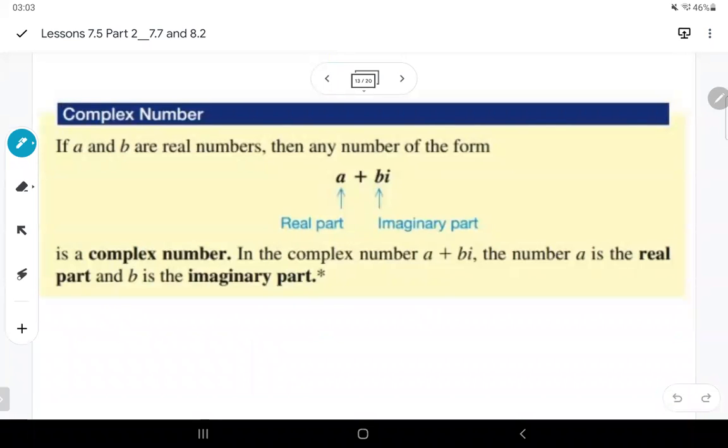All right, complex numbers. If a and b are real numbers, then any number of the form a plus bi, with a being the real part and bi being the imaginary part, is a complex number. In the complex number a plus bi, the number a is the real part and the b is the imaginary part. Okay, so we're going to work with some of these.